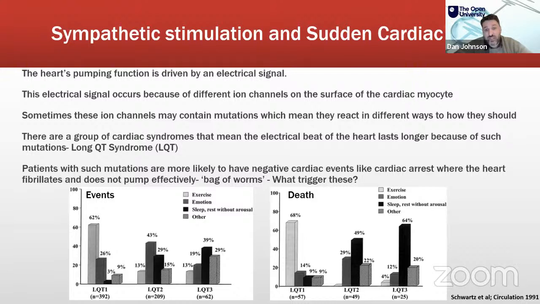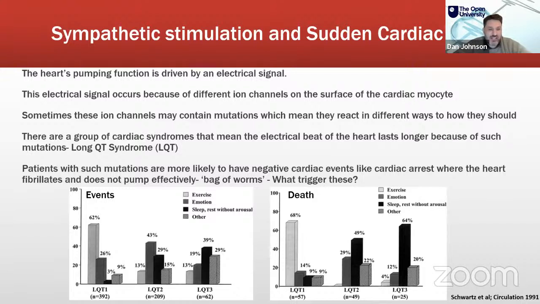that is given to help them. On the other hand, if we look at long QT3, where we have a lot lower amount of patients to start with, so they only managed to recruit 62 patients in this study who had events. You see, actually, these guys are much more likely to have their events, and the ones that die, again, there were 25 of them on here, they're much more likely to die when they're sleeping and when they're resting. So it's a little bit of a reverse of what happens in long QT 1 and 2.